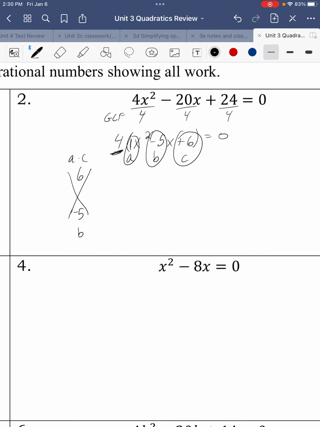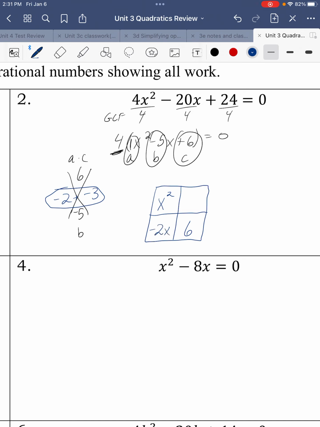So this is A times C and this is B. What two numbers multiply to 6 that add up to negative 5? That one's a confusing one, but it really is negative 2 and negative 3. Those multiply to 6. They add up to negative 5. Let's do the Punnett square. Top left is the A term, bottom right is C term. And put the negative 2 and negative 3 with the x.